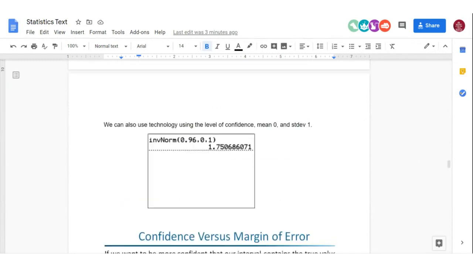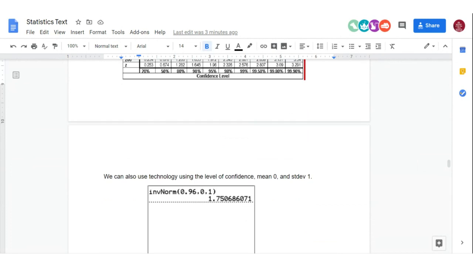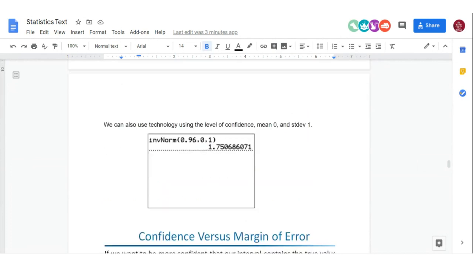Now you can do any one with the inverse norm. For example, 96 wasn't on here. So if you need another one, you can do the inverse norm as such. Inverse norm, put in the area, and then leave 0 and 1 alone. If you wanted a particular value for your data and you had a different mean and standard deviation, you can put them there. But you've got to understand that it's doing all the in-between for you.